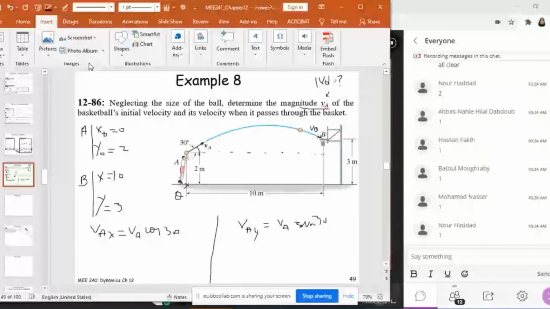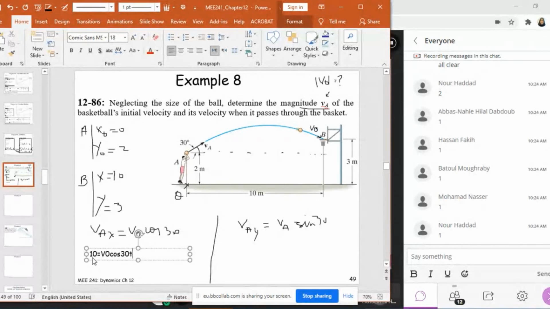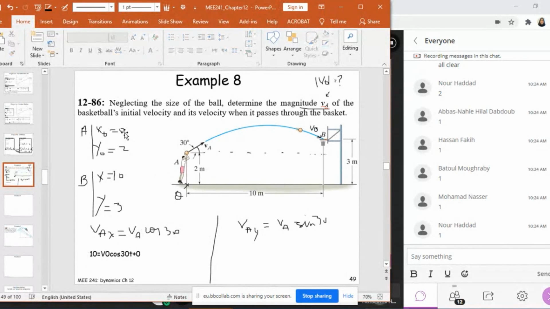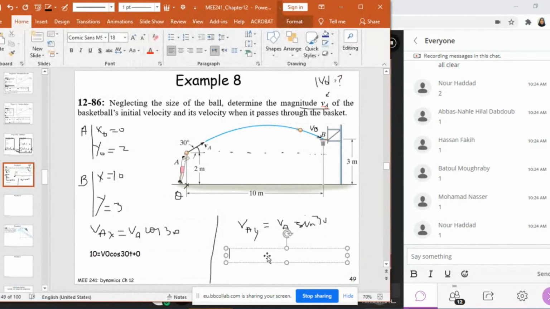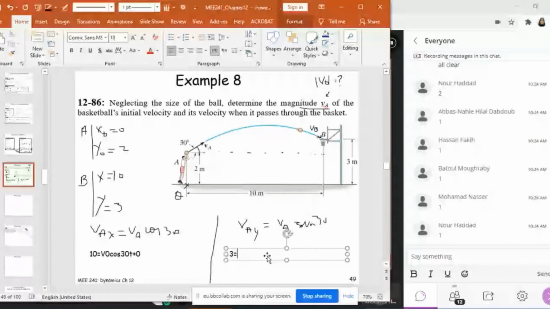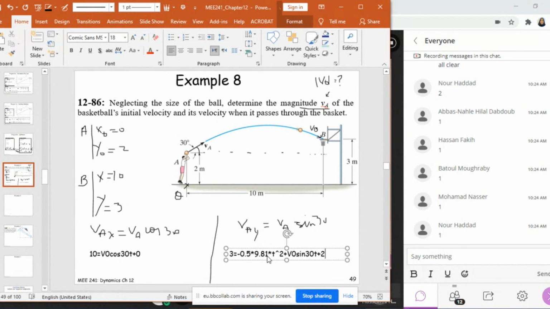All right. So the first equation is xb. Now what is xb? It is 10, equal to vax, which is v0, or va, it is the same, cosine 30 t plus x0, which is 0. Right? Now what will be, as I said, the second equation? The second equation will be the equation of y, and yb will be what? 3 is equal to minus 0.5 times 9.81 times t squared plus v0y, which is v0 sine 30 t, right? Plus y0, and y0 is what? It is 2. Right?